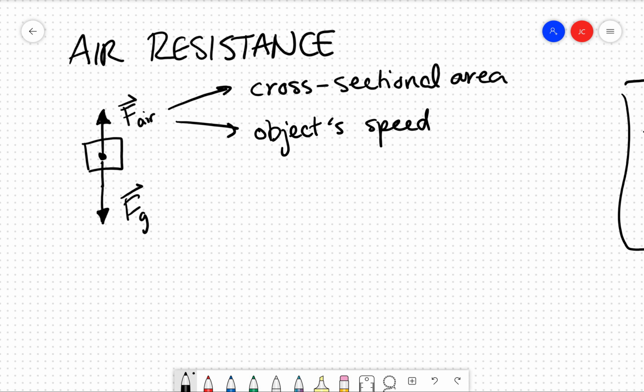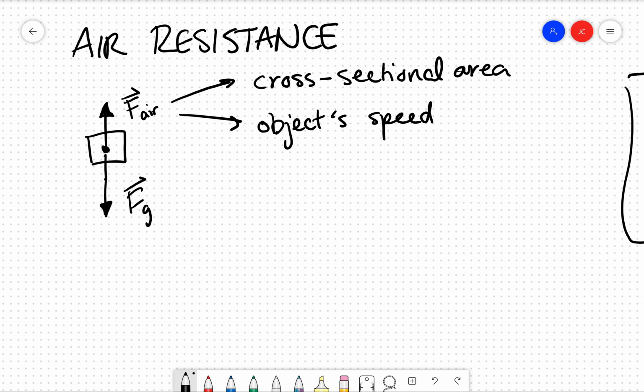We're going to look at these two things pretty briefly. Cross-sectional area is literally if you just had an object, the area underneath it in 2D. And that area influences how much air touches that object when it's moving downward, and therefore the bigger the cross-sectional area, the more air resistance. The other thing is the speed of the object, and this is pretty simple. The faster the object, the more air resistance.